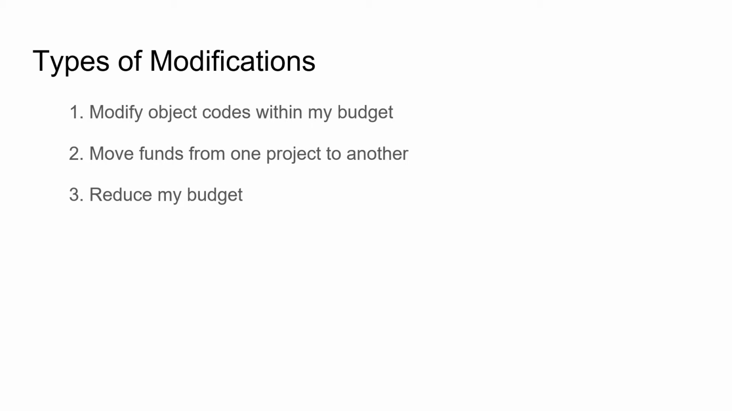Finally, the third type of modification is to reduce your budget. The third type of modification may include taking money out of your budget to give back to the funder. Again, these types of modifications mainly occur in the strong workforce regional grants.